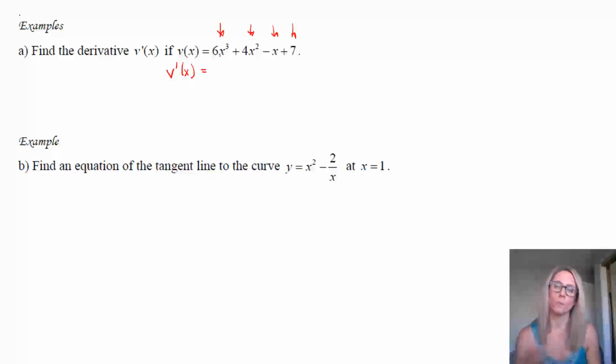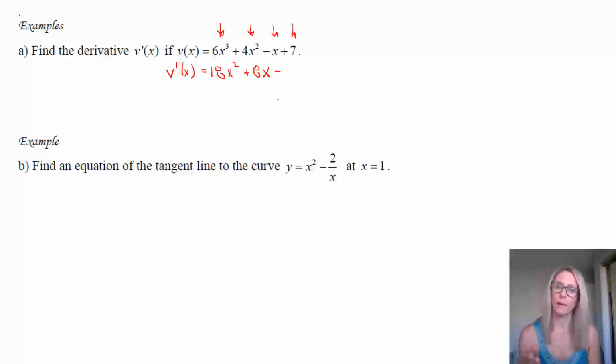So the derivative here, we're going to bring down that 3. I'm just going to go ahead and multiply it by the 6 to get 18x squared. For the second term, again, I can bring down the 2. That gets multiplied by the 4 to get 8. Subtracting 1 from 2 is just 1, so I get 8x.